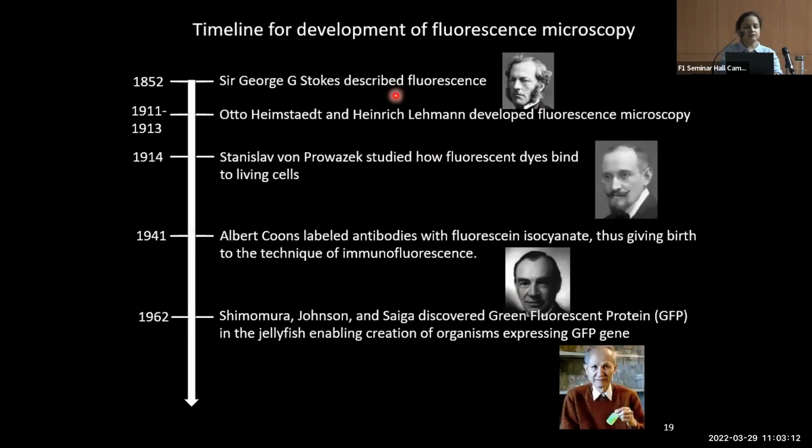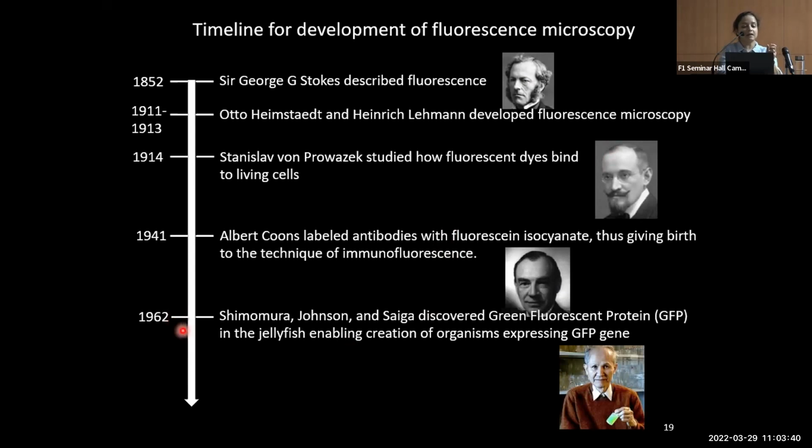Quickly into how fluorescence microscopy came about. This guy, G. Stokes, he described Stokes shift. This shift in energy is called Stokes shift. He described fluorescence. Then fluorescence microscopy came up. Fluorescent dyes binding to living cells first came up. Then finally, this was all happening in vitro. People identified fluorescent molecules in vitro, like chemicals, you can synthesize them. Those were called fluorochromes and fluorophores.